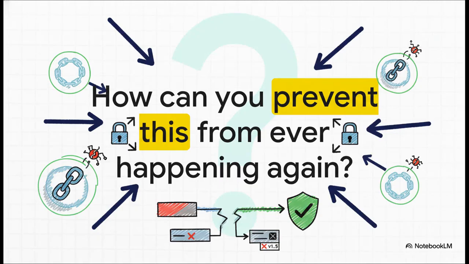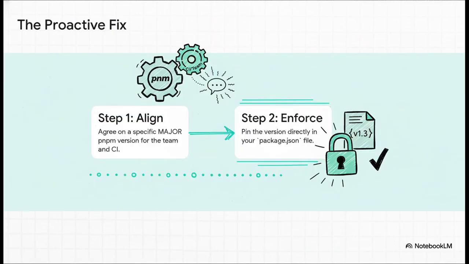Right. So how do we make a permanent, proactive fix? Because let's be real. Nobody wants to burn an afternoon debugging a CI pipeline over something this simple. We need to put up a guardrail that just makes this entire category of problem impossible. And the solution is so simple. It's just 2 steps. First, you and your team and your CI server all need to agree on the exact pnpm version you're going to use. Get on the same page. And second, you enforce that decision right inside your project's package.json. That way it's not just a verbal agreement, it's an actual rule the computer checks for you.